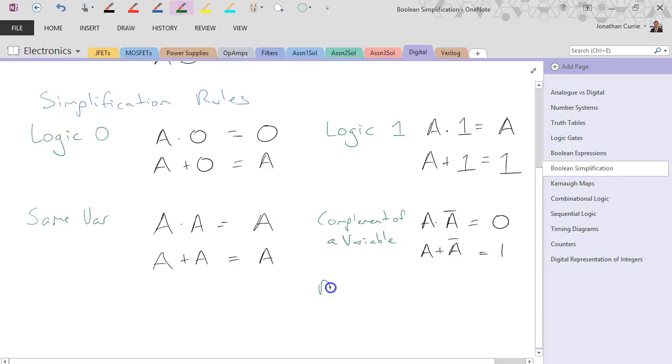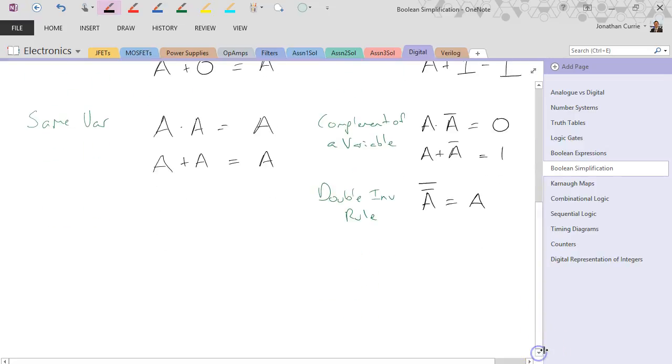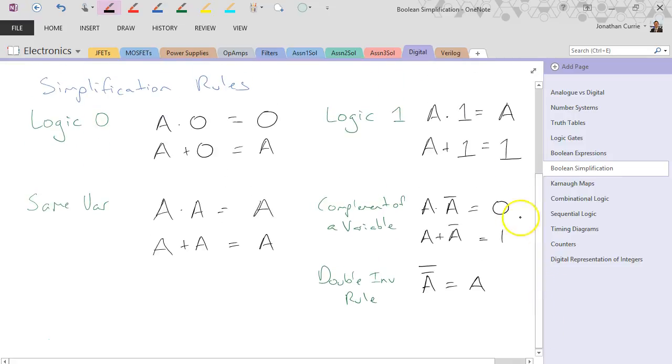And then finally, our double inversion rule. It states that NOT NOT A is the same as just A. You've got rid of effectively the inversion. Okay, invert it once, 0 goes to 1, invert it again, 1 goes to 0, you're back where you started. All of these rules you should be able to prove to yourself. If they're not directly obvious, try reasoning them out by drawing truth tables. They should all intuitively make sense to you going forward.